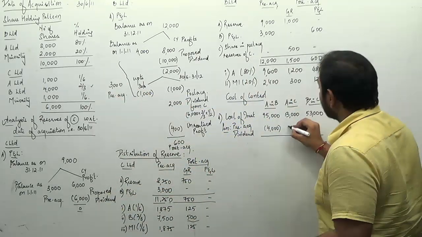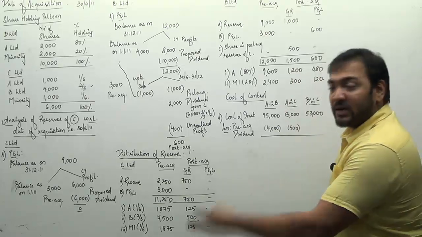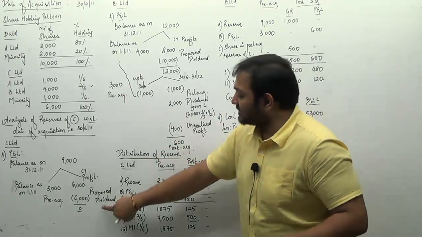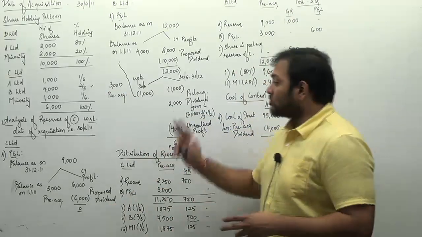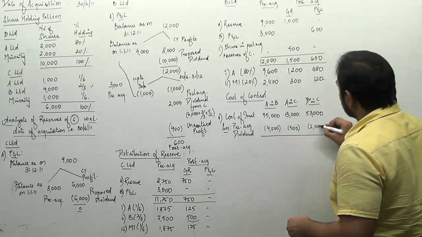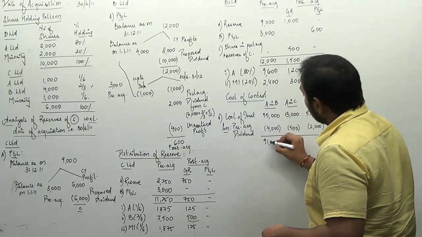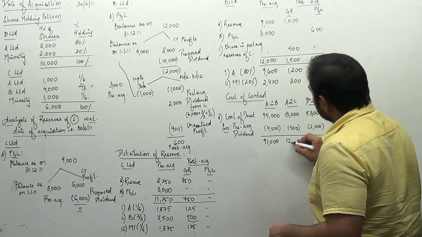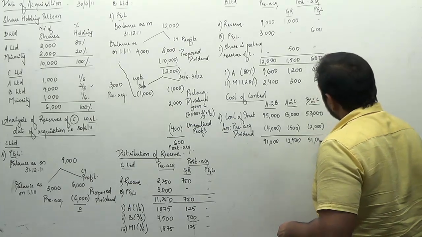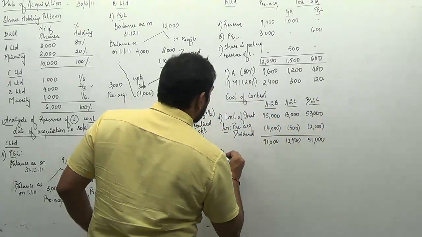Half is pre-acquisition, 500. Acquisition is on 30th June, so half is pre, half is post. B and C, B's 2/3 of 6,000 is 4,000. So out of that half, 2,000 is pre, 2,000 is post. Net costs are 91,000, 12,500 and 51,000. Compare this with share in net assets.